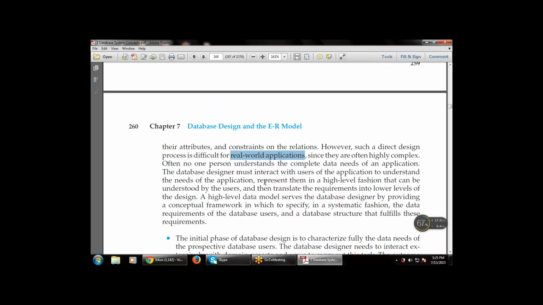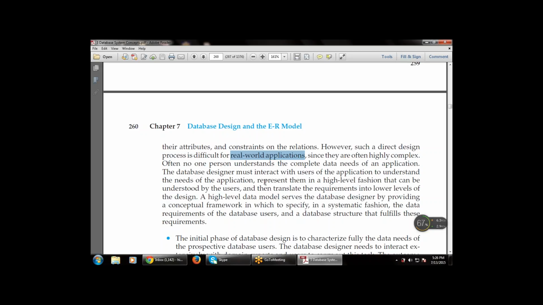Often, no one person understands the complete data needs of an application. The database designer must interact with the users of the application to understand the needs of the application, represent them in a high level fashion that can be understood by the users, and then translate the requirements into a low level design. That is, the database designer must interact with the users who use the application to understand the needs, represent them in a fashion that is understood by the users, and translate that requirement into the low level of the design.